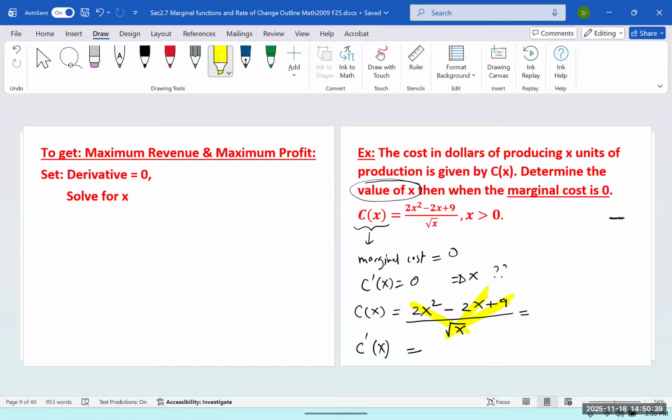So which method do you want to use? Divide them or use the quotient rule? Any suggestion? No suggestion? Then I'll go with the quotient rule.